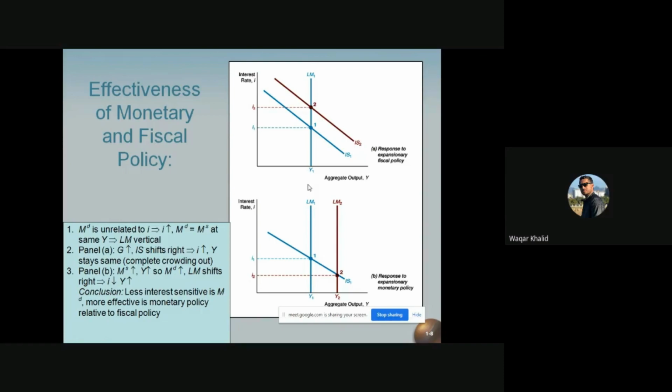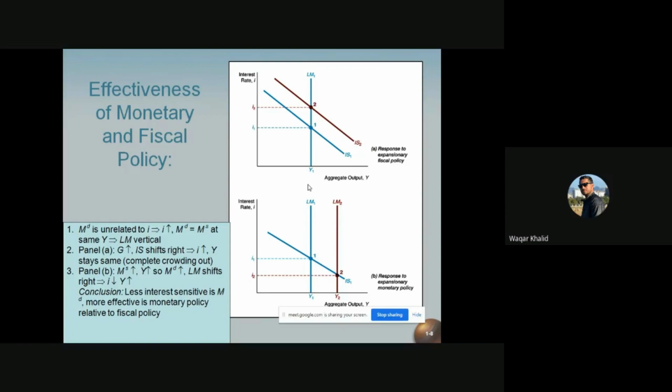So we can conclude the analysis that if the demand for money is unaffected by changes in the interest rate, monetary policy is effective, but fiscal policy is not effective. Why? Because the less interest sensitive money demand is, the more effective monetary policy is relative to fiscal policy. And you know that this situation is known as crowding out. What do we mean by crowding out?